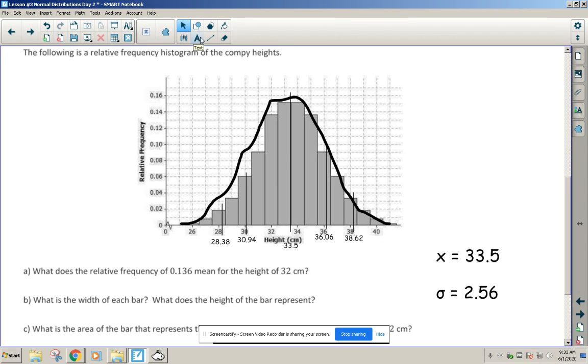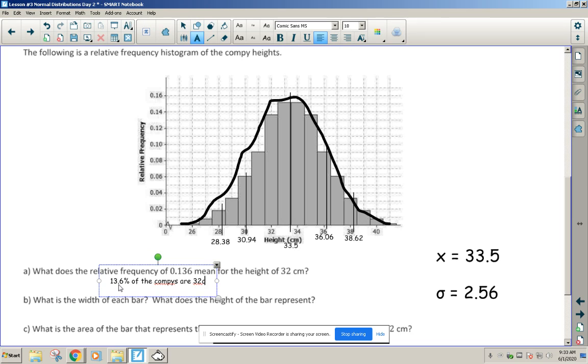What does the relative frequency of 0.136 mean? Well, this would mean that 13.6% of the copies are 32 centimeters tall.